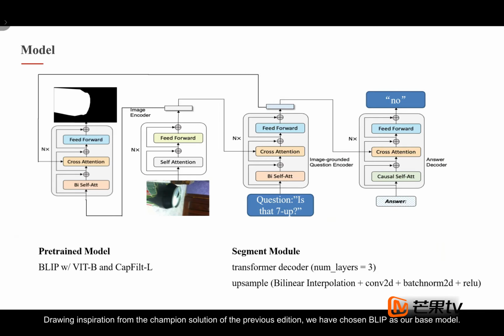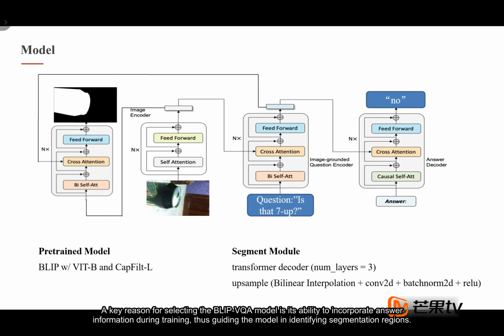Drawing inspiration from the champion solution of the previous edition, we have chosen Blip as our base model. Blip has undergone pre-training on a large-scale dataset, which has endowed it with strong generalization capabilities. Our pre-trained model is achieved by leveraging Blip pre-training on the VQA-V2 dataset. A key reason for selecting the Blip VQA model is its ability to incorporate answer information during training, thus guiding the model in identifying segmentation regions.